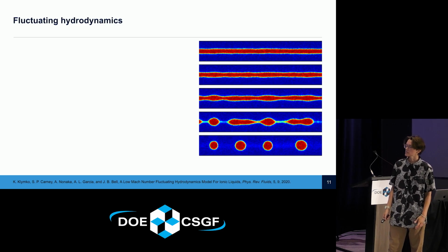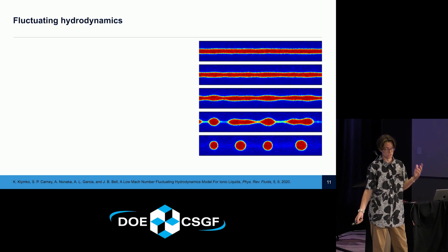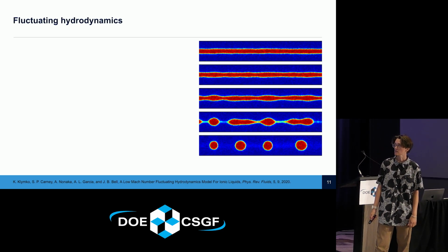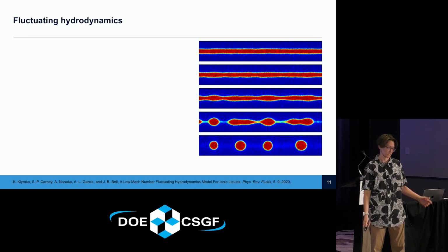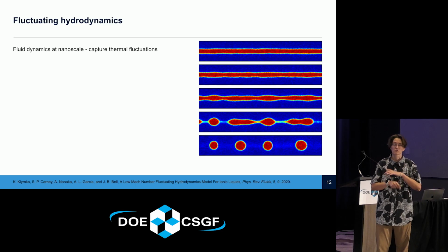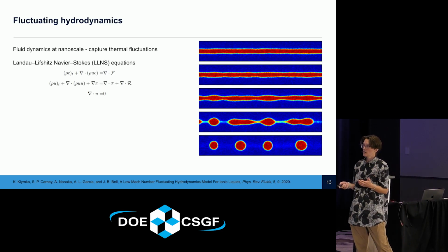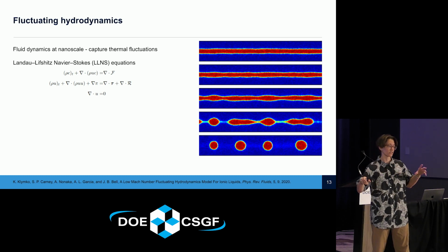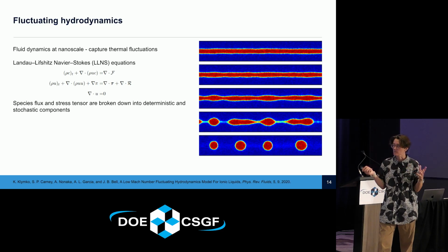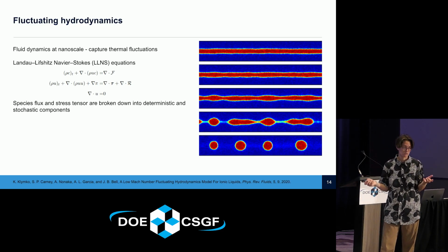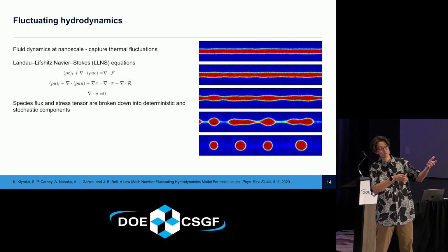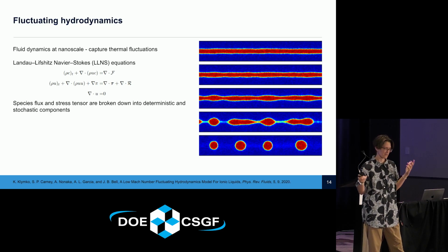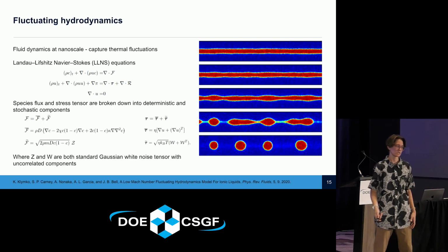And I'm just going to talk a little bit about what an application of this is. My first practicum was at Berkeley Lab working with John Bell's group, and they do a lot of fluctuating hydrodynamics research. And essentially, this is just fluid dynamics at nanoscale. So you've got your Landau-Lifshitz Navier-Stokes equations, which are the same as Navier-Stokes, but now we've added in these thermal fluctuations. And so essentially what that comes down to is our flux and our stress tensor are now not just the deterministic piece that we see at the macro scale, but we've added on this stochastic component, which ends up just being a white noise tensor.